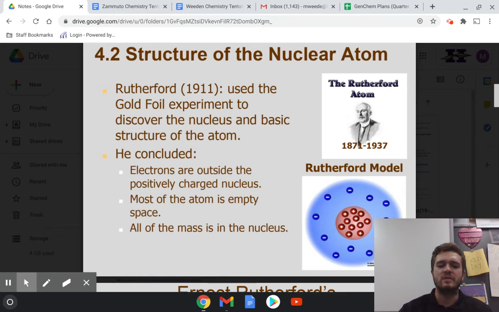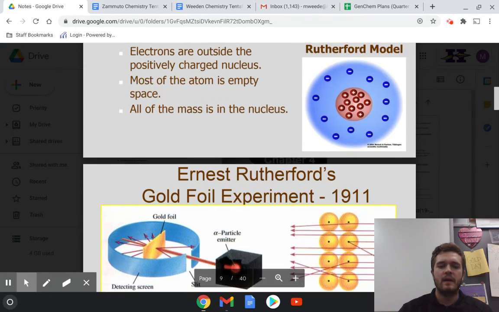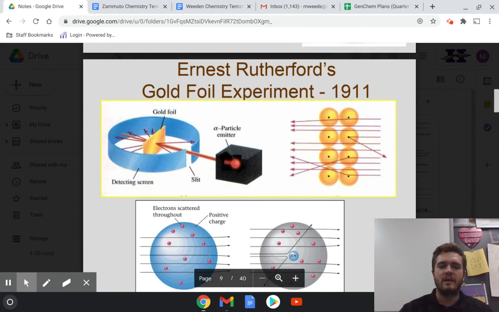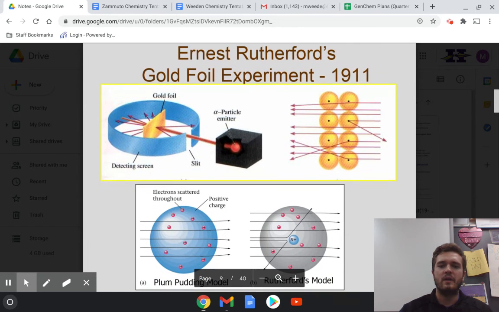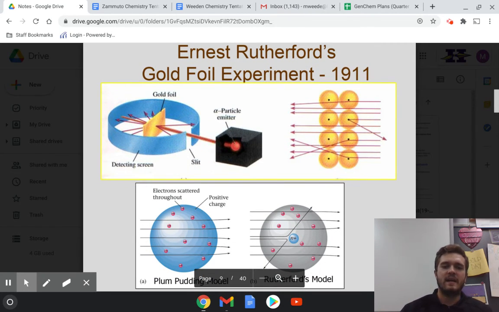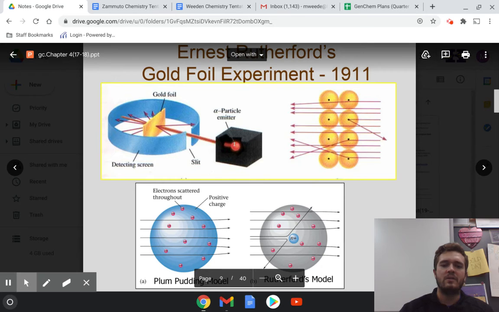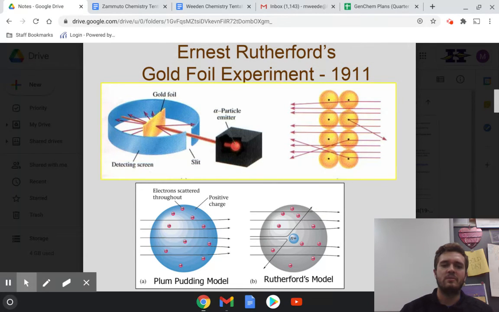And so the protons and the neutrons are going to be the mass of that nucleus. And so when we look at his gold foil experiment, what he was able to find was that after shooting a light into this gold foil, he was able to see that light was able to pass through most of the foil, but not all.